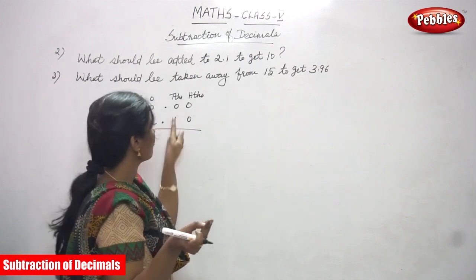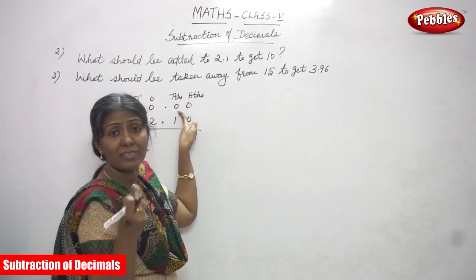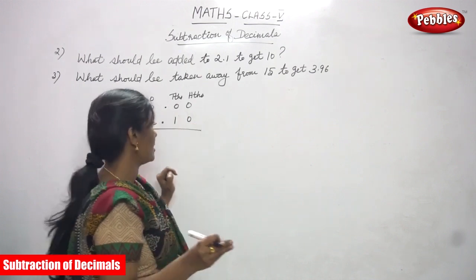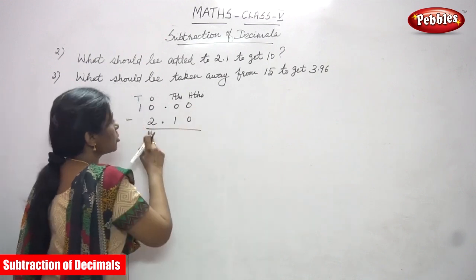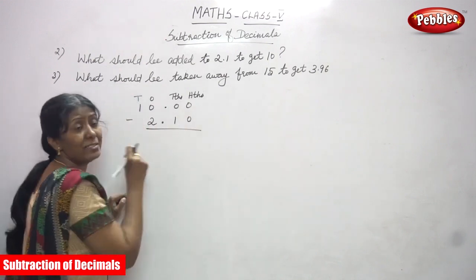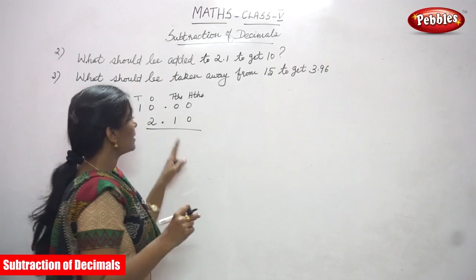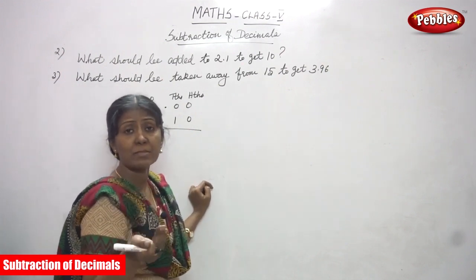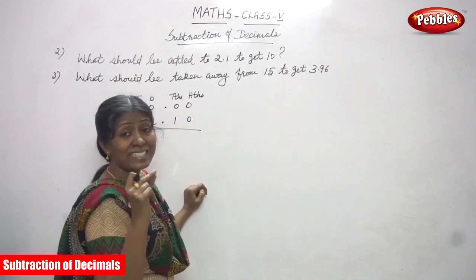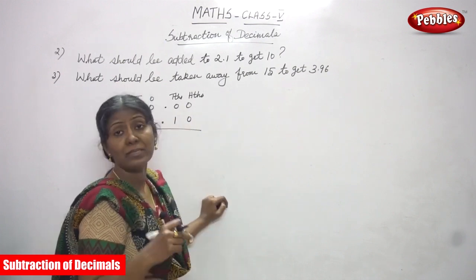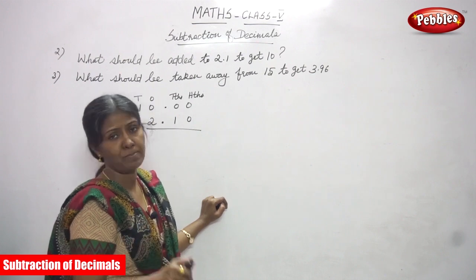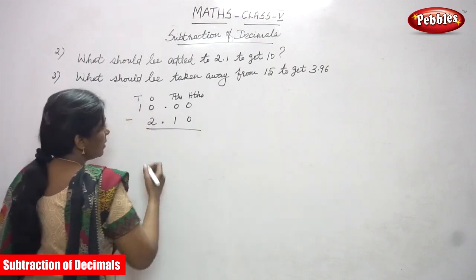That is why we have written zeros in the 10's place as well as in the 100's place, so double zeros. In 2.1, 2 comes in the 1's place and is the whole number, and 1 is the decimal part. The 1 comes in the 10's place, and since there is no number in the 100's place, we have written 0 there. Now let's start to subtract.